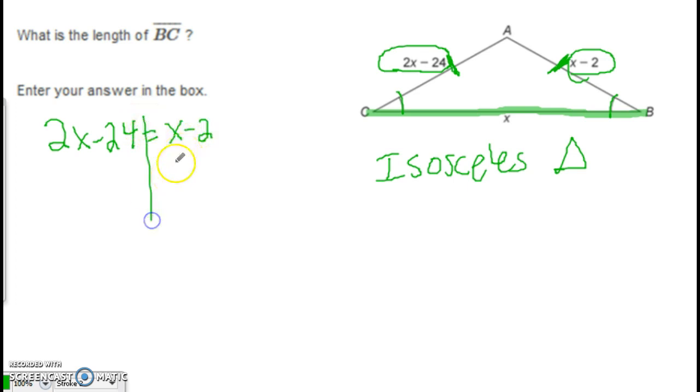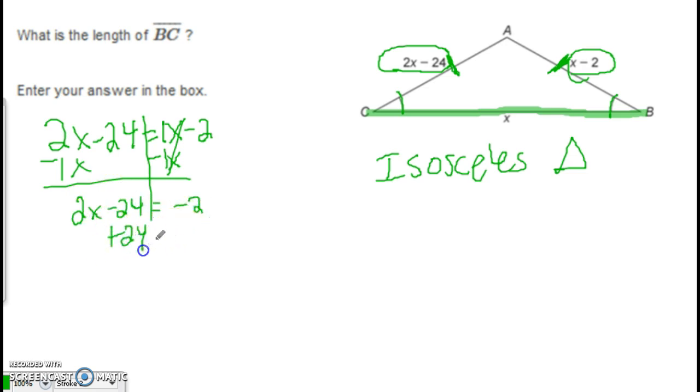And then we're going to solve for x. Anytime I don't see a number in front of x, I put a 1. And then I'm going to move all my x's to the same side. I'm going to add 24 to each side. And then I'm going to divide everything by 2.